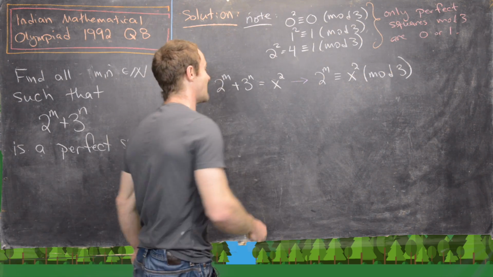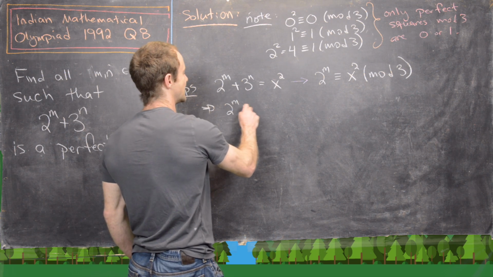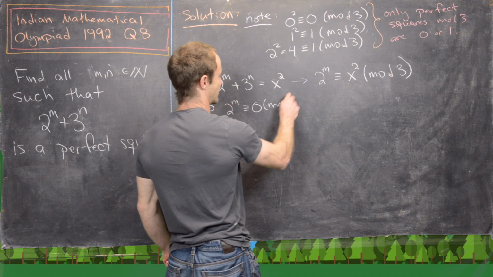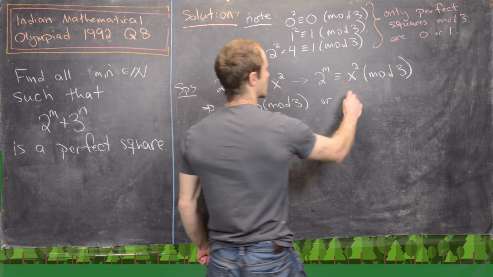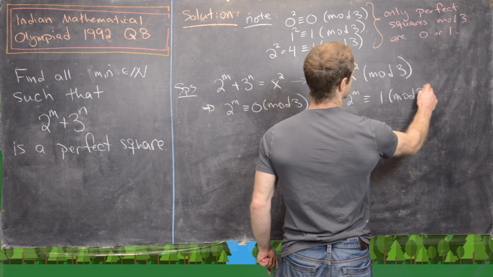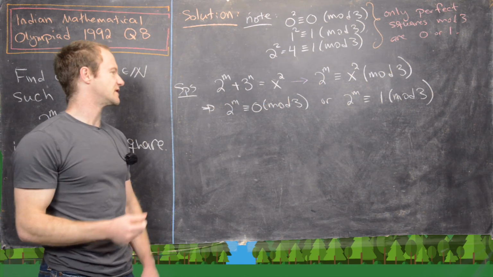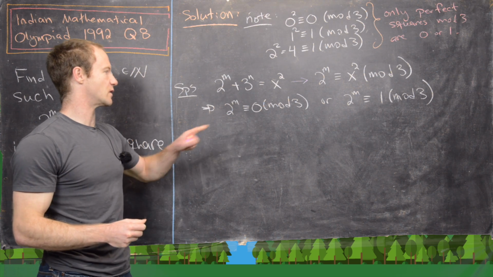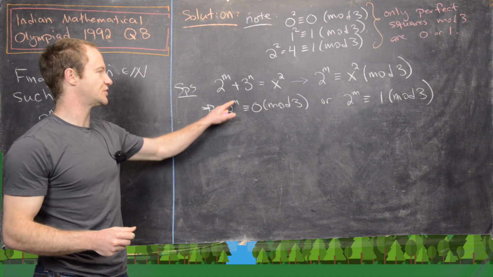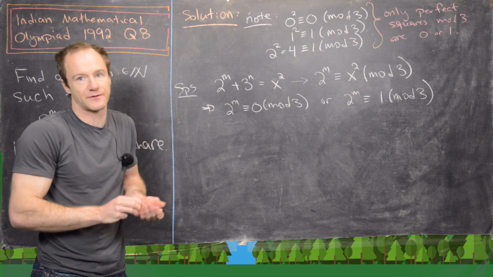Great. So what that tells us is that we have two cases. 2 to the m is congruent to 0 mod 3, or 2 to the m is congruent to 1 mod 3. But let's notice that one of these is completely ridiculous immediately, and that's this one. Notice this is a power of 2, but a power of 2 can never be a multiple of 3 because they're different primes.